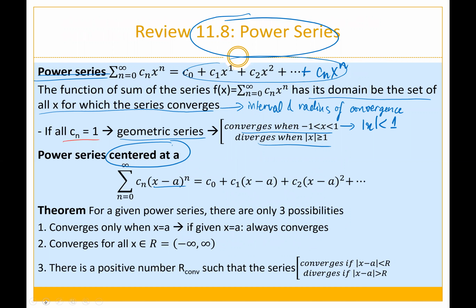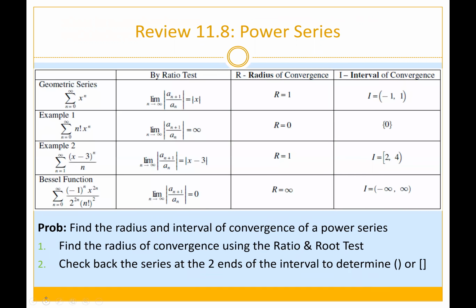Then we have a theorem saying that for a given power series, there are only 3 possibilities. It will converge only at one value, the center, or it converges for every x, or it converges within a radius of convergence. So there are only 3 possibilities for a given power series. At least we know that for every power series, we can always find at least one point where the series converges. Then you have this table.